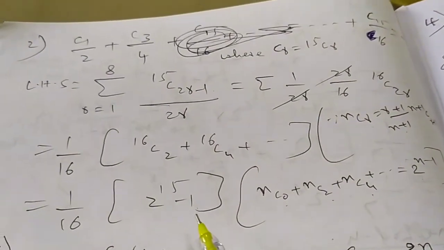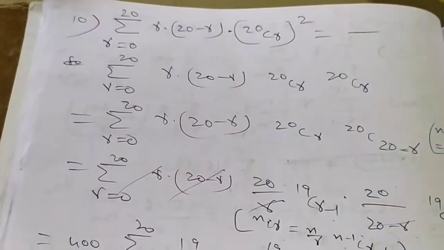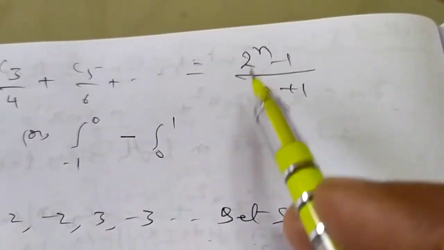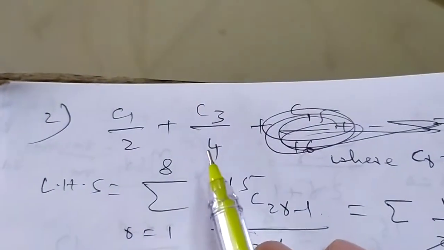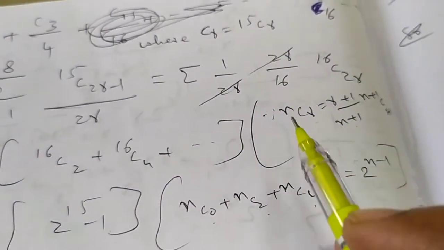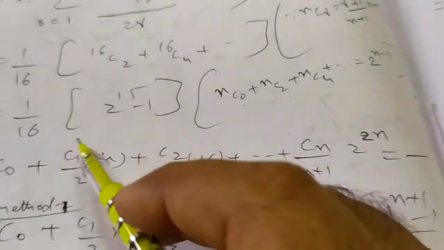Okay. But here I did it by the ordinary method, see. But there is a formula for this also, I will show you the formula. See formula: C1 by 2 plus C3 by 4 plus C5 by 6 and so on, formula 2 power n minus 1 by n plus 1. Okay. So by using that formula, the n value is 15, therefore 2 power n minus 1 by n plus 1. 2 power 15 minus 1 by 15 plus 1. Okay.